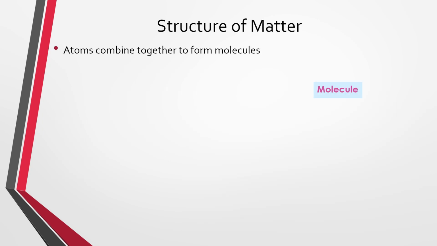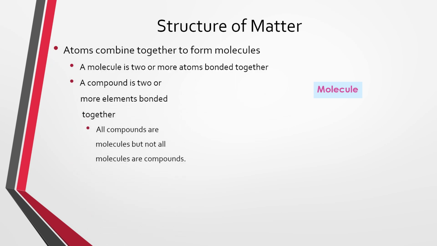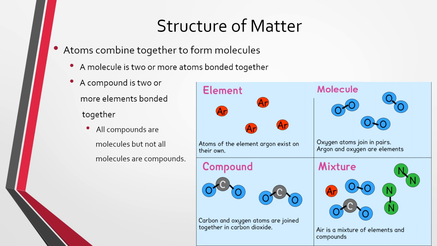So we'll go ahead and talk about the structure of matter. Atoms can combine together to form what we call molecules, and you see the word molecule just floating out there right now, a preview of things to come on this slide. A molecule is two or more atoms bonded together. A compound is two or more elements bonded together. So all compounds are molecules, but not all molecules are compounds, and we can see it here.